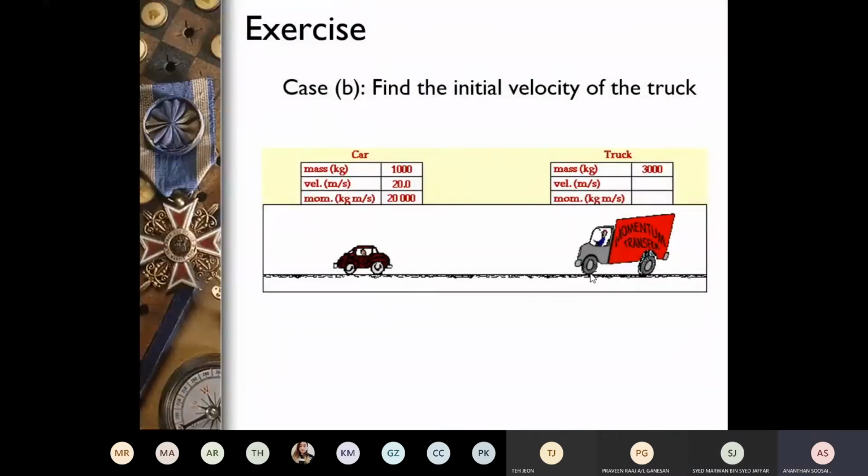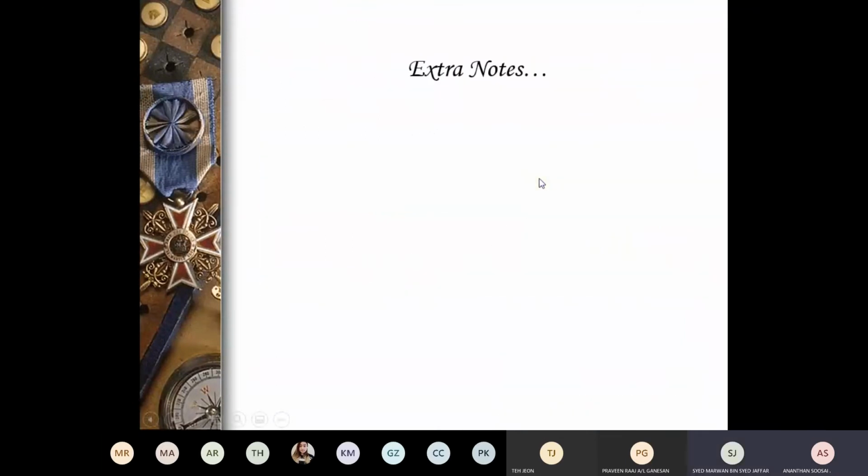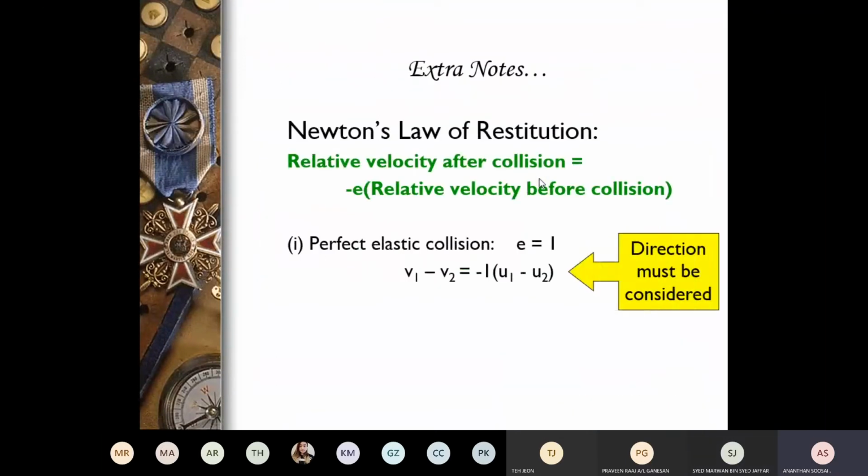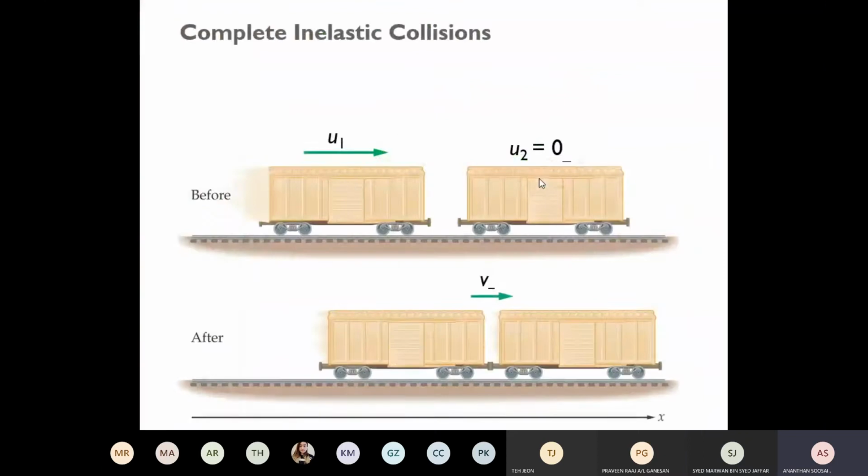Okay, let's go back. I'm going to skip a few slides. Okay, this all is fine. This is just a completely inelastic collision. Inelastic collision means what? A type of collision where kinetic energy is not conserved. From O levels, students used to say that inelastic collision is a type of collision where after collision, the bodies stick together and move together. That's not really accepted. It's not a good answer.